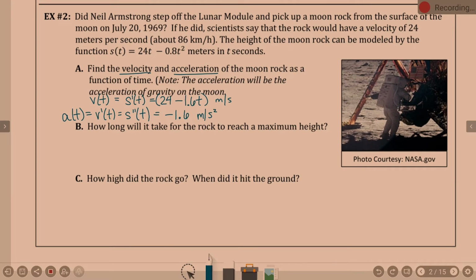Now, notice what it did say. Note, the acceleration is the acceleration of gravity on the moon. So that's saying that that is gravity on the moon for everything. That's saying that the moon is drawing you at like 1.6 meters per second squared. You're moving towards it. It's just the gravity in general of the area.